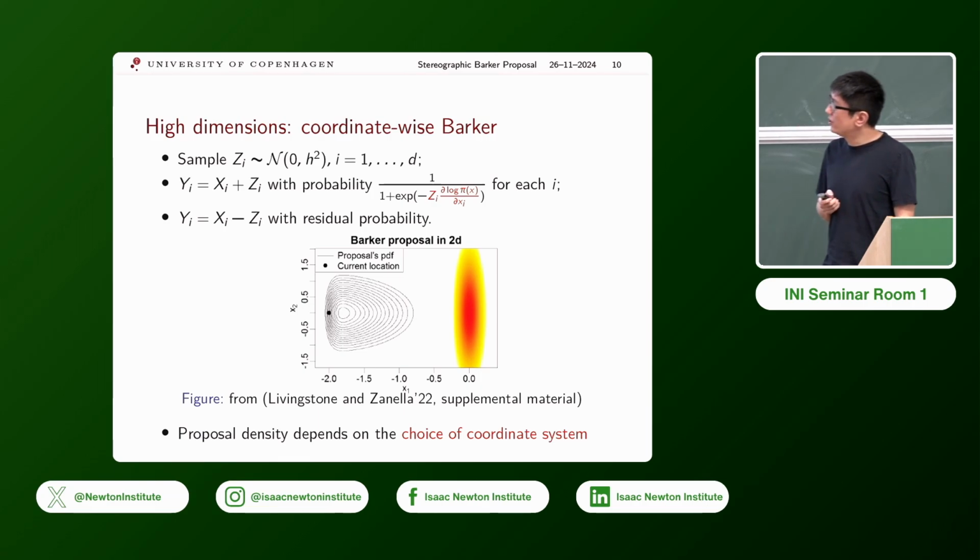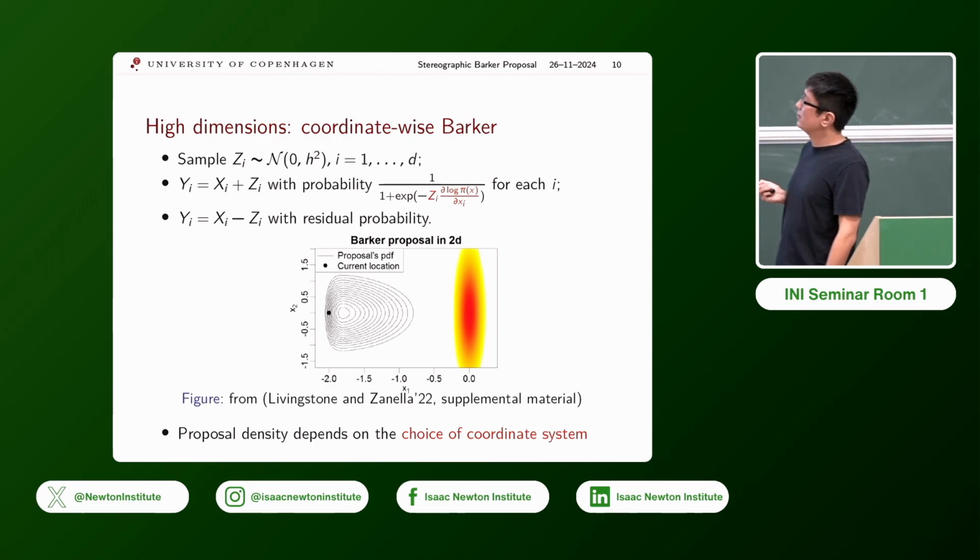So there's a small issue here. It's not hard to see this proposal density actually depends on the choice of coordinate system. For example, in this picture, this is a two-dimension picture. Suppose you have a target distribution on the right-hand side and your current location of the Markov chain is here. Then for the proposal density of this coordinate-wise Barker, you can see the gradient direction is horizontal. So for the second coordinate, the gradient component is 0. So the proposal is basically a random walk proposal in the second coordinate.